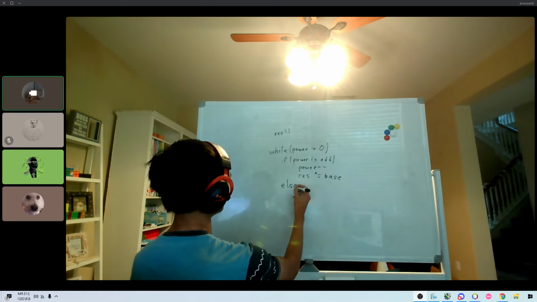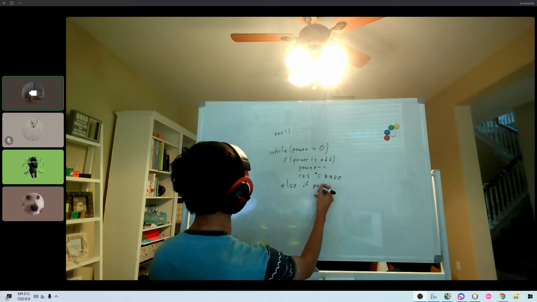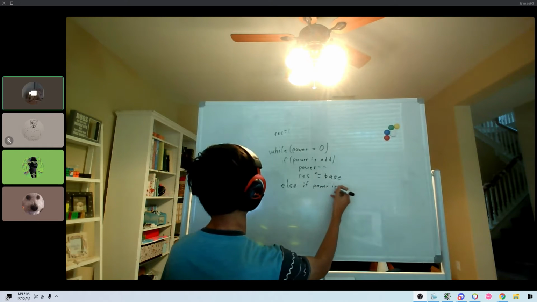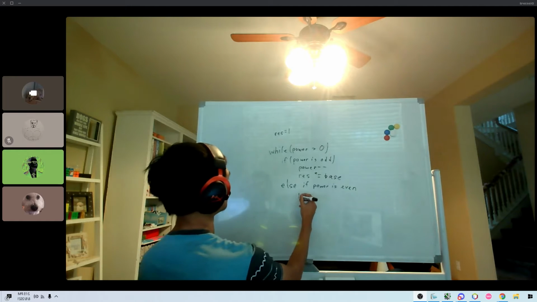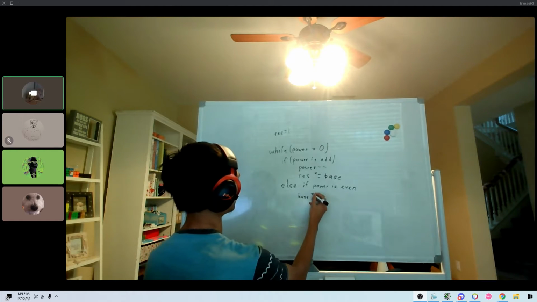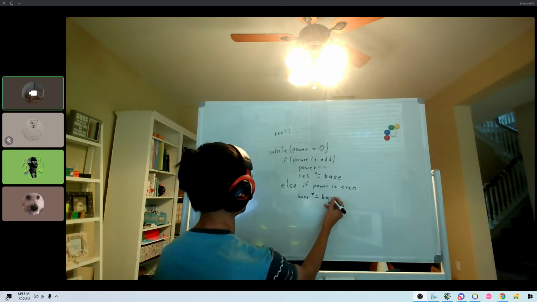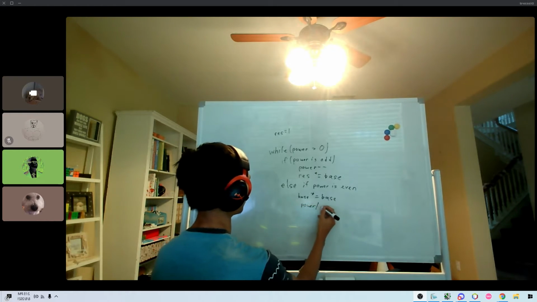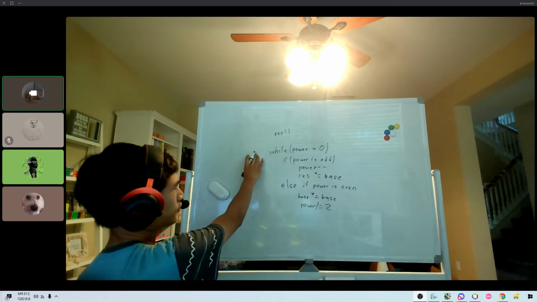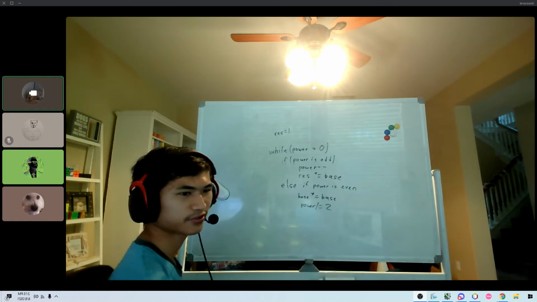otherwise, if power is even, then you're going to square the base, so multiply it with itself, and then you're going to cut the power in half. And then by the time you're all done with this loop, you'll have your answer.